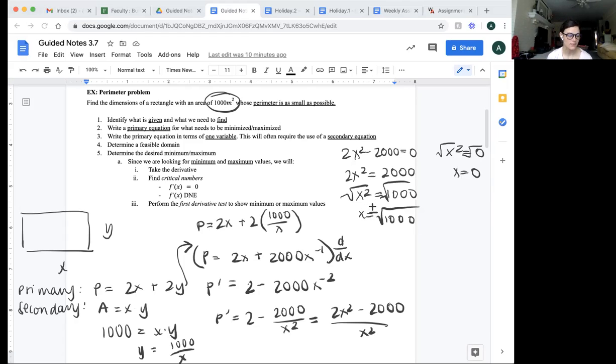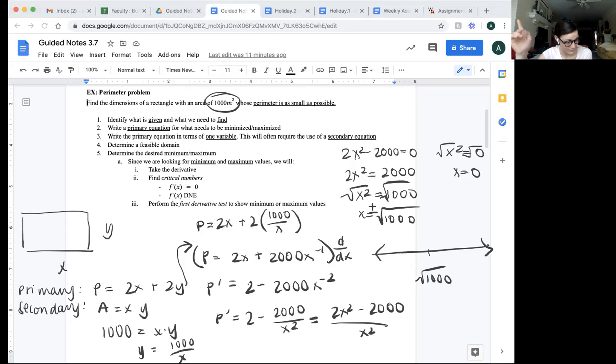Okay, and this is where we think about that feasible domain. So would negative square root of 1,000 make sense as an answer? No, so I'm going to throw that out. And I'm going to lastly do my little f prime sign chart, right? So I'm going to have x equals the square root of 1,000 right here. And then, oh, I also got x equals 0. Does that make sense? 0 as a length? No, not really. Because then I wouldn't really have a rectangle at all. I just have a line and it wouldn't have area.